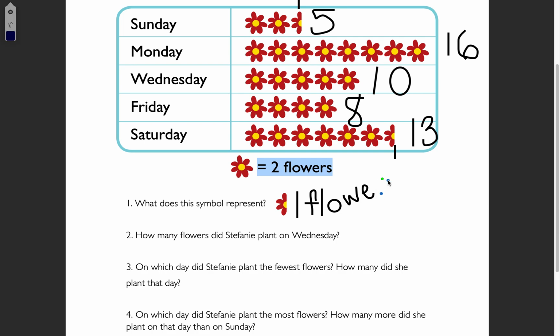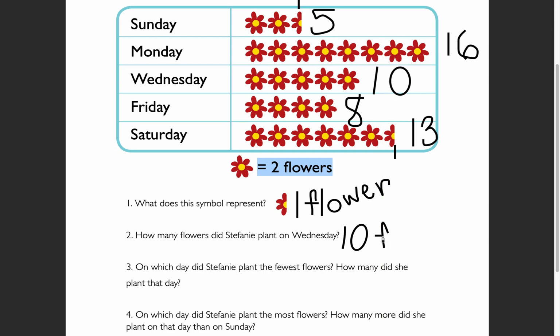All right, question number 2. If it'll let me write an R. Question number 2. How many flowers did Stephanie plant on Wednesday? So I go to my graph. There's Sunday, Monday, Wednesday. There we are. And my answer and your answer should be 10. Isn't it so nice, boys and girls, that once you do the math part at the beginning, you can answer the questions really quickly. So 10 flowers.